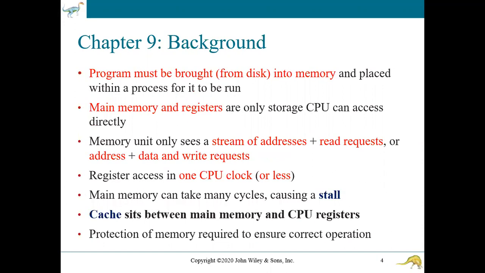So the program must be brought from the disk, right? The program is on the disk, and it becomes a process in the memory. So main memory and registers. The storage that the CPU can access directly is the main memory and the registers. The CPU can access them directly.